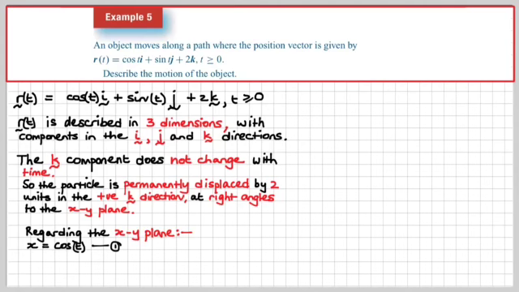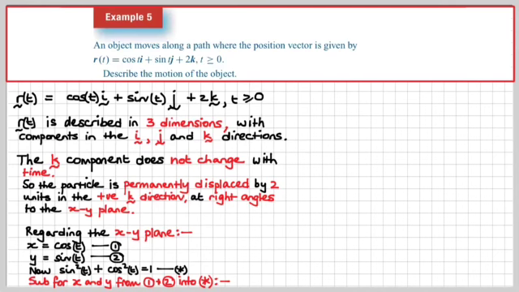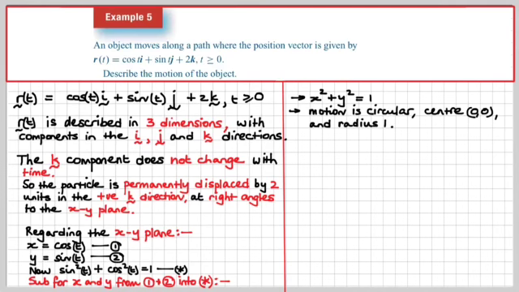Regarding the xy plane, yes, x is cos t, y is sin t, therefore sin squared t plus cos squared t equals 1. Substitute for x and y, and we've got that. Of course it's a circle, centre on the origin, radius 1, but it's just stuck up in the air by 2 units.